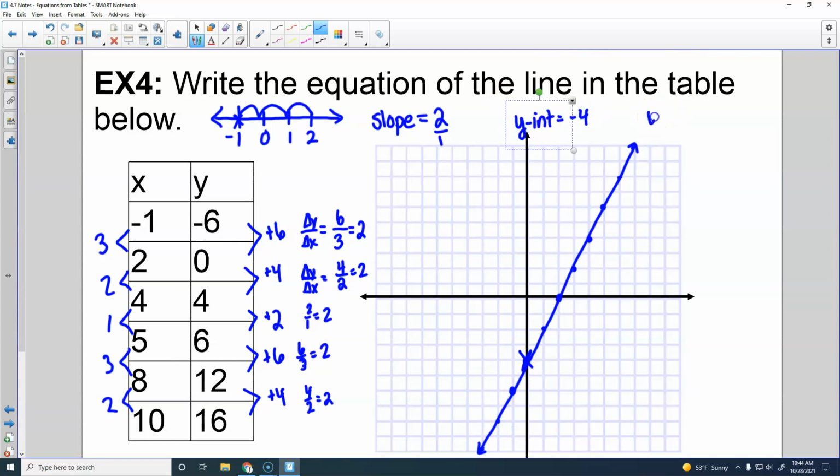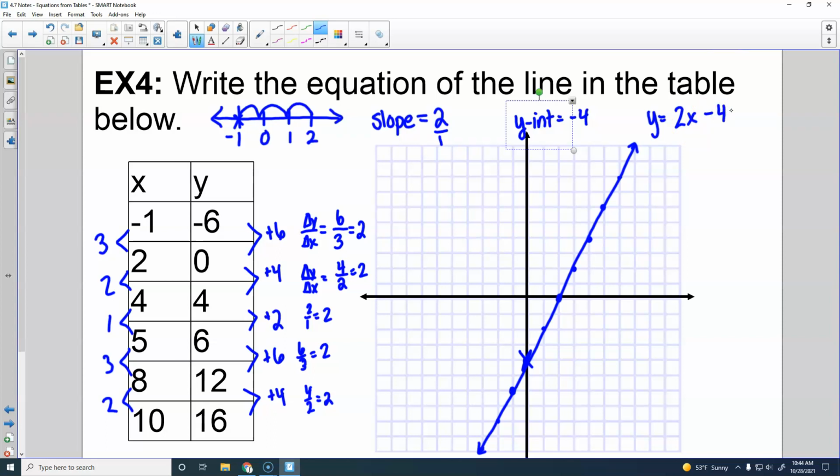So Passion, how would we write our equation? We have a slope of 2 and a y-intercept of negative 4. 2 over 1 x plus, or just negative 4? I would just do, no, there's no negative 4. I would just do a minus 4. It's correct if you do plus negative 4. It just looks a little more confusing.